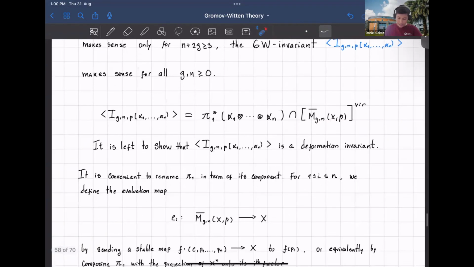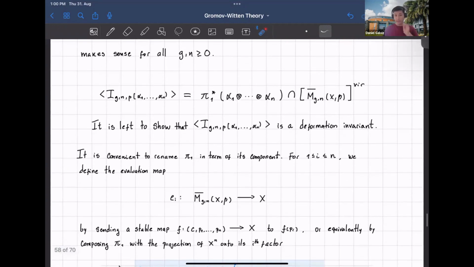And then in the literature, this is a little bit of a mess because every book uses different notation for these P1 and P2 maps. But other notation that is very famous and used a lot is that it is convenient to rename this P1 in terms of its components. For each of these marked points, we will define an evaluation map.